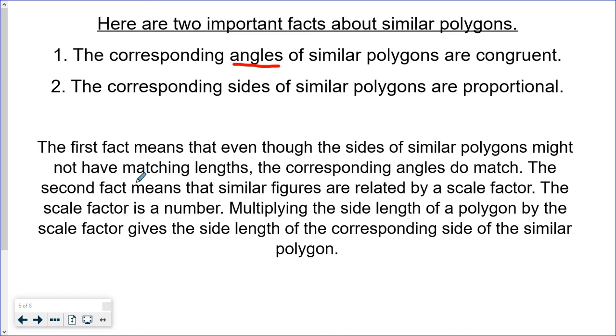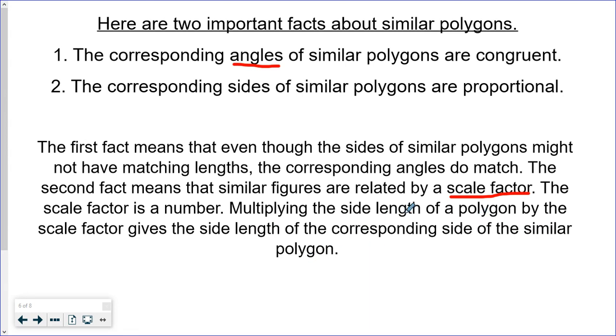The second fact means that similar figures are related by something called a scale factor. All right, a scale factor is a number. Just a number, like the number 5 or 7 or 3 or 2. Multiplying the side length of a polygon by the scale factor gives you the side length of the corresponding side of the similar figure.